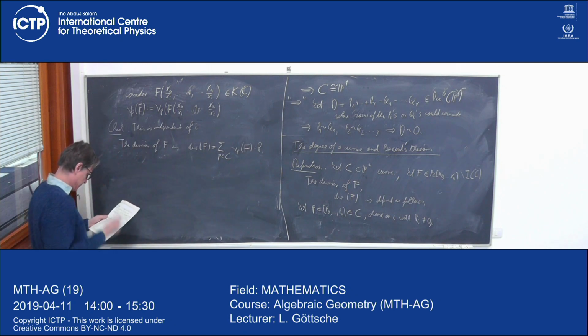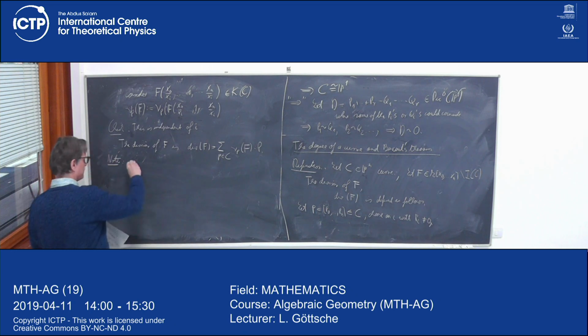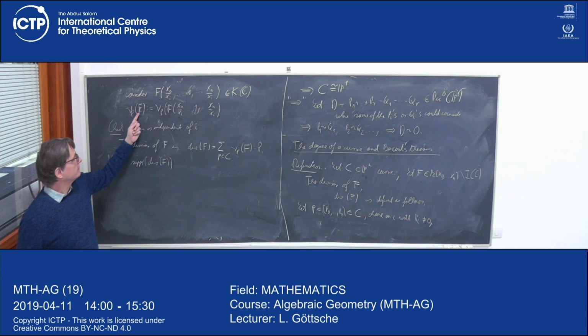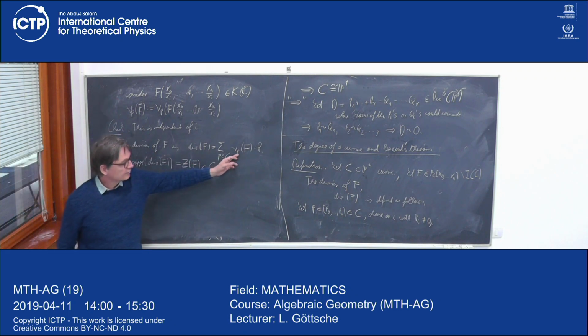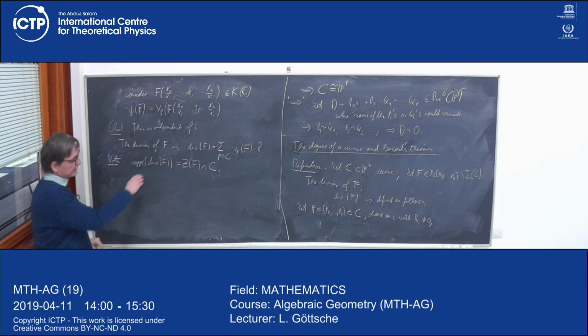So what we can see is that the support of the divisor of f will be the set of all points where f is 0 which lie on C. So this will be equal to the zero set of f intersected with C, because this multiplicity is non-zero if and only if f of p is 0.